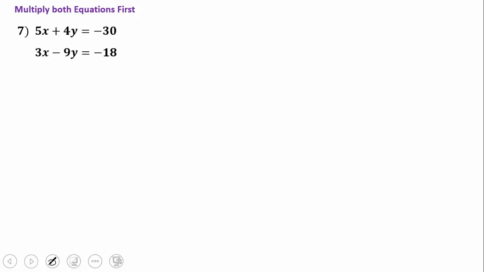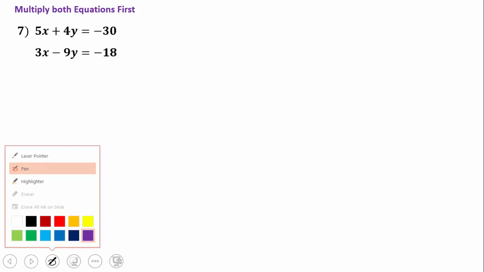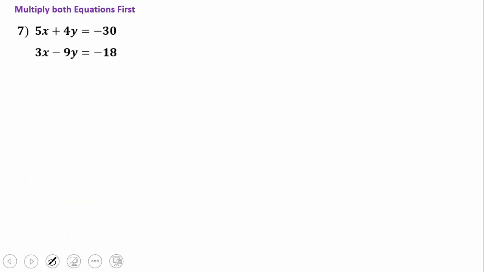Our last example for this video, in this case, we will have to multiply both equations by a constant, because 5x plus 4y equals a negative 30, and 3x minus 9y equals a negative 18. We do not have any x terms or y terms that are compatible. So we have to multiply by 2 terms. Now I recognize that my x terms are both positive and my y terms are opposite. We like those opposites. Well, I'm going to do something a little bit different on this one just to show you. I'm going to actually eliminate the x terms.